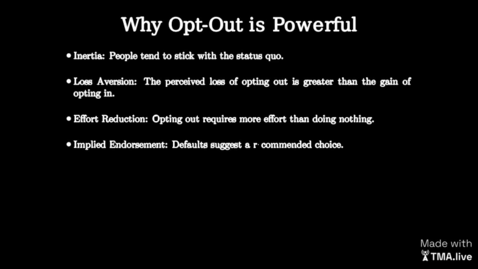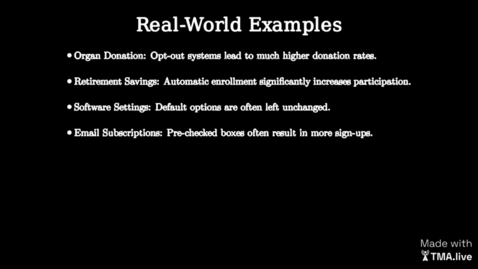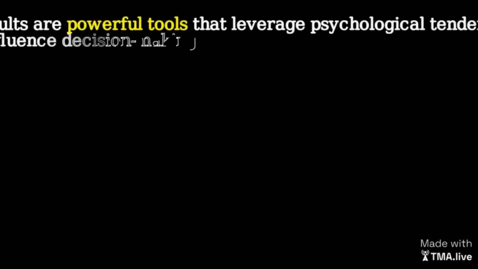Real-world examples include organ donation, where opt-out systems lead to much higher donation rates. Automatic enrollment in retirement savings significantly increases participation. Default software settings are often left unchanged. Pre-checked boxes in email subscriptions result in more signups.